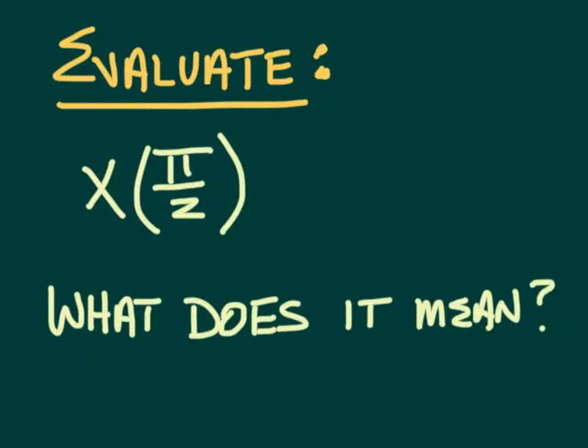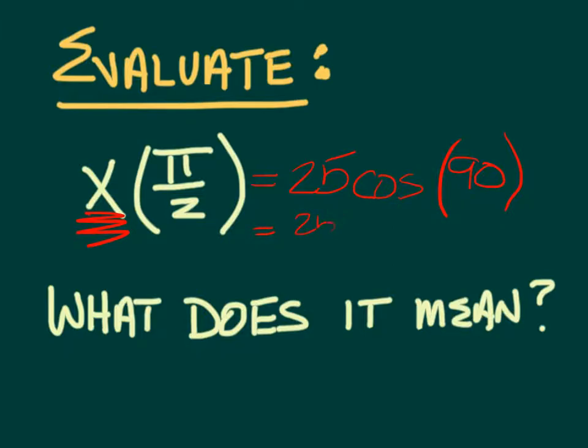If we put x of pi over 2 into the height function, did the height function change? Did our height, or not the height, but this is the co-height, my fault, I've misspoken. Did the co-height function change? No, it did not. So if we put in pi over 2, we would have 25 cosine of how many degrees? 90. And cosine of 90 degrees is 0. So I would have 25 times 0, which is 0.